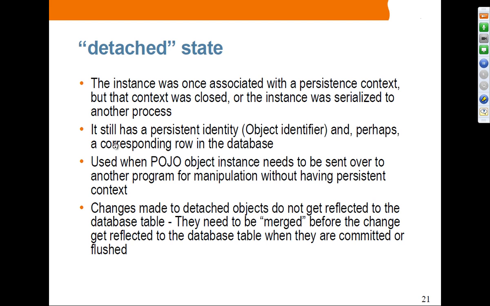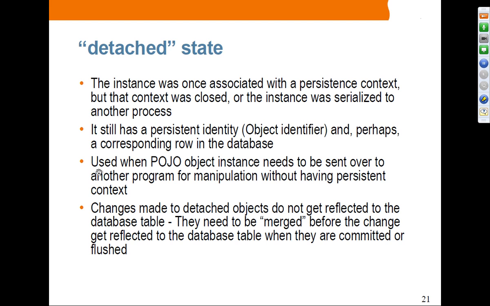Because it used to be in the persistent context, it does have an object identifier. And it might in fact have a corresponding row in the table if it has been committed or flushed before. If it has not been committed or flushed before, then it probably doesn't have a row in the table. But it still does have an object identifier.